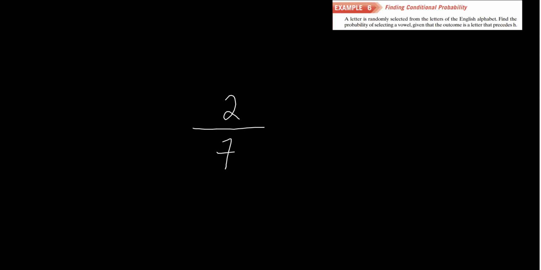All right, 2 over 7. And 2 divided by 7 is 0.29. So if you randomly select a letter from the English alphabet and we find the probability of selecting a vowel in the first 7 letters, well, there's a 29% chance that will happen. And I mean, that's conditional probability.